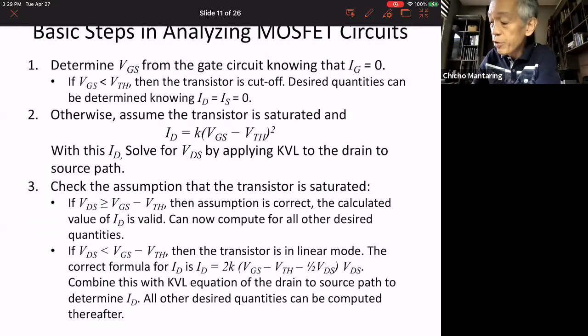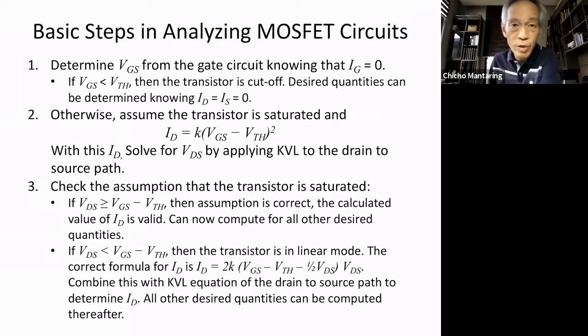Okay, so here I try to outline, in my own words, the basic steps in analyzing a MOSFET circuit. I try to outline in more detail than your notes. So what is the first step? The first step is to determine VGS. How do you determine VGS? It's very easy because I sub G is equal to 0. In other words, whatever your MOS transistor is connected to, it will not have any effect on the voltage of that particular circuit because it does not draw any current. So I can easily compute for VGS. And if VGS is less than VTH, then I already know that the transistor is cut off and ID, which is equal to IS, will be equal to 0.